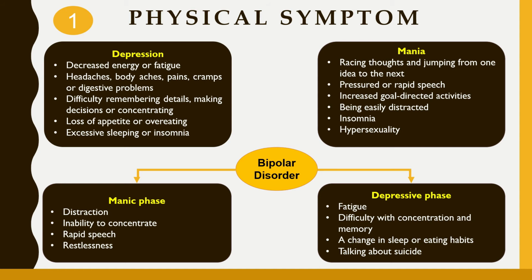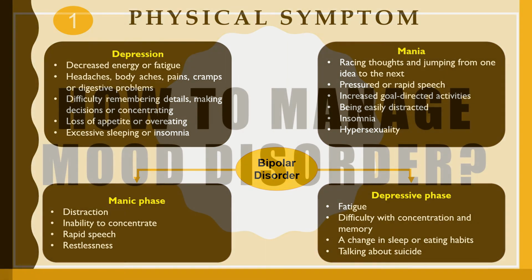Physical symptoms of bipolar disorder usually relate to behavior. Since bipolar disorder has many types of state, what physical symptoms they will have depends on which type of state the patient has. The manic phase of bipolar disorder includes distraction, inability to concentrate, rapid speech, and the last one is restlessness. The depressive phase of bipolar disorder includes fatigue, difficulty with concentration and memory, a change in sleep or eating habits, and the last one is talking about suicide. So basically, these are the emotional and physical symptoms of depression, mania, and bipolar disorder.